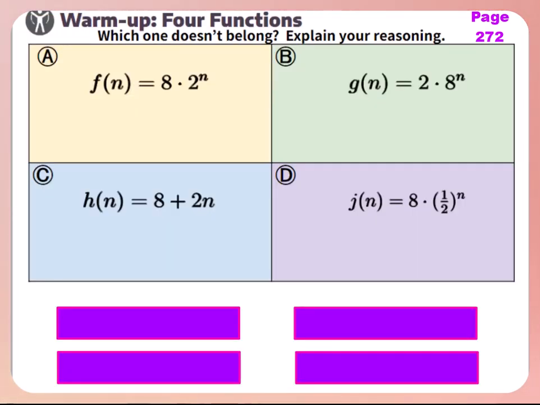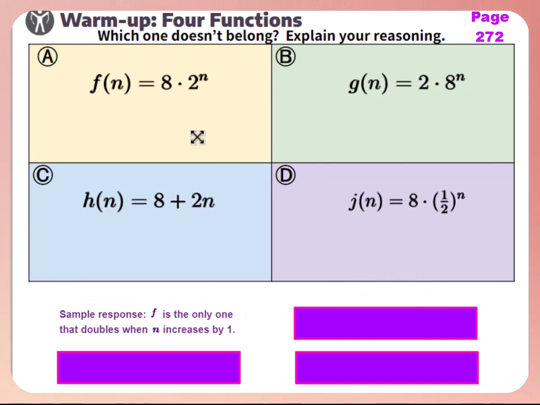Now turn to page 272 and complete the warm-up. Four functions. Which one doesn't belong? Pick one of these and explain your reasoning. If you chose function f, 8 times 2 to the n, we're multiplying and we have an exponent n. We can replace the n with x and the function notation f(n) with y. y equals 8 times 2 to the x.